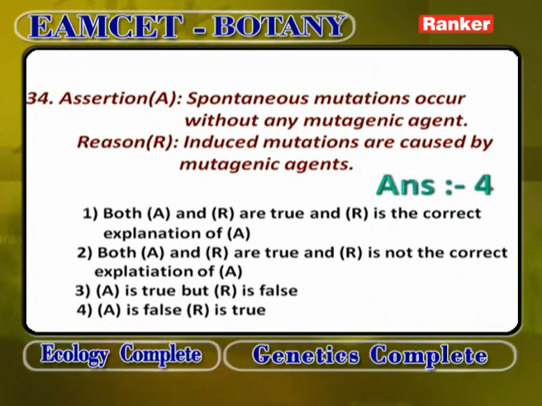Spontaneous mutations occur without any mutagenic agent. Induced mutations are caused by mutagenic agents. The second statement is correct, while the first is wrong, because nature must provide some mutagenic cause. So the statement that spontaneous mutations occur without any mutagenic agent is wrong, and induced mutations are caused by mutagenic agents is correct. So A is false, R is true.